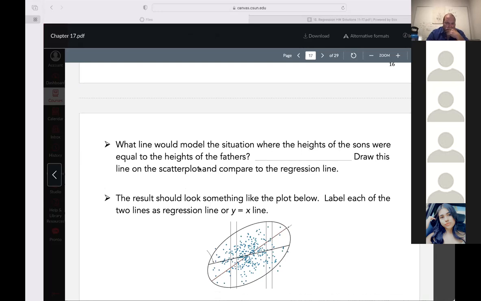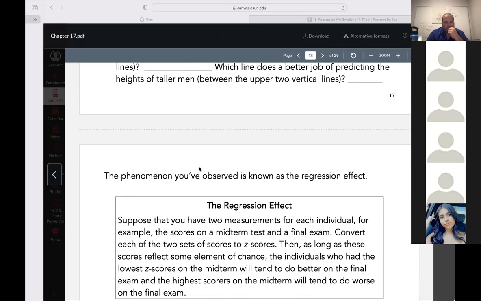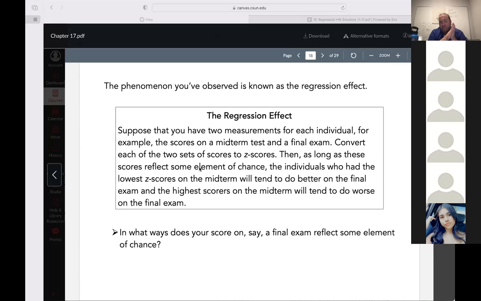So we can skip this. Okay, so what is the regression effect? Suppose that you have two measurements for each individual, for example, the scores in the first midterm and the second. If we convert each of the two sets of scores to z-scores, the individuals with the lowest z-score in the midterm will tend to do better on the final, and the highest scores in the midterm will tend to do worse on the final. As a general average, we tend to regress toward the average. This is the regression effect.